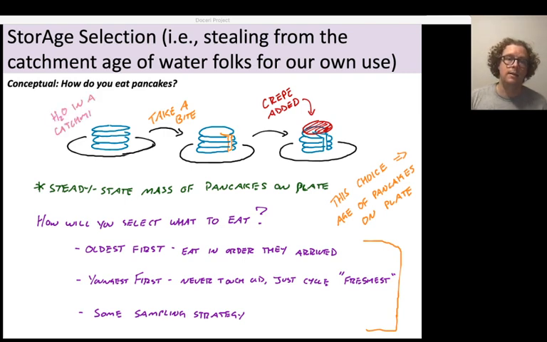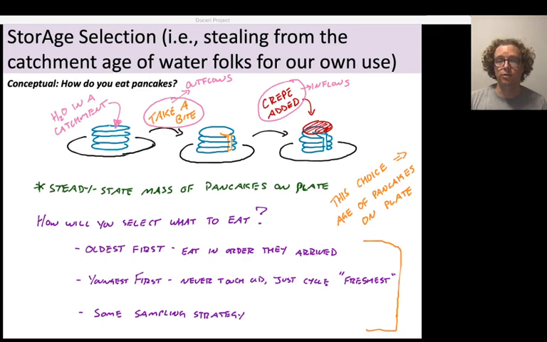Now, instead of pancakes on a plate, let's think about those as water in a catchment. Instead of taking a bite, let's think of water flowing out of our catchment through the stream, or flowing out of our study reach through the stream. And instead of a crepe being added, let's think about that as inflows to our study reach. So what StorAge selection is going to do is essentially tell us about how is the water in our system being added to and exported from our study reach.